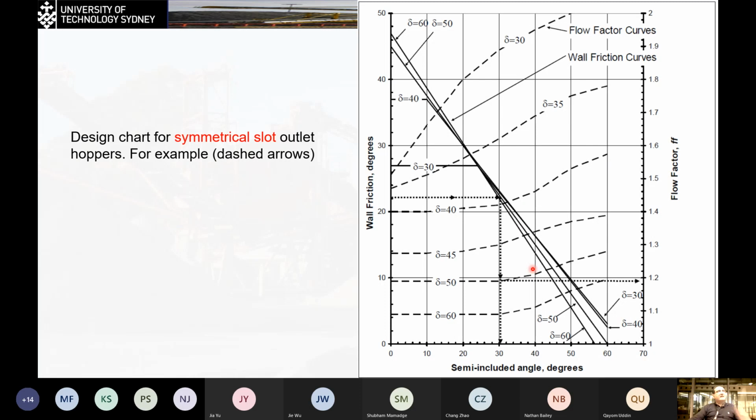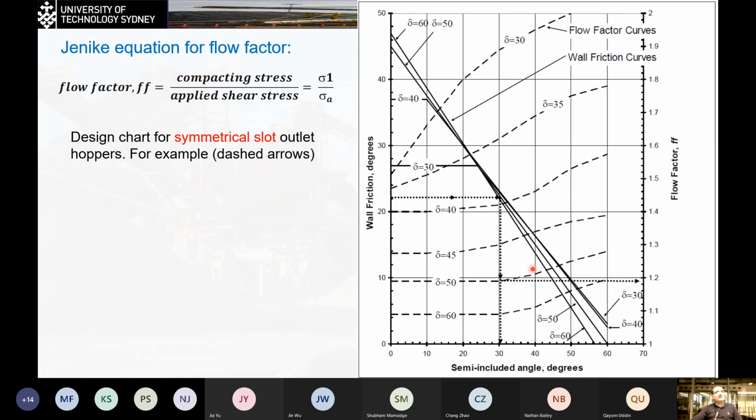First, that's what we call the Jenkins equation for the flow factor. You have to base your work on that. Okay, we have the FF value tabulated on the right axis, the y-axis of the chart. On the left axis of the chart, we have the wall friction in degrees. Here we are going to have the D. And these are what we call the wall friction curves. Okay, this is only the wall friction. And here we have the symmetrical angles in degrees.